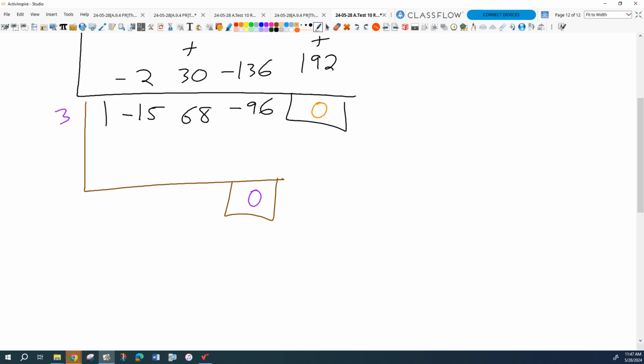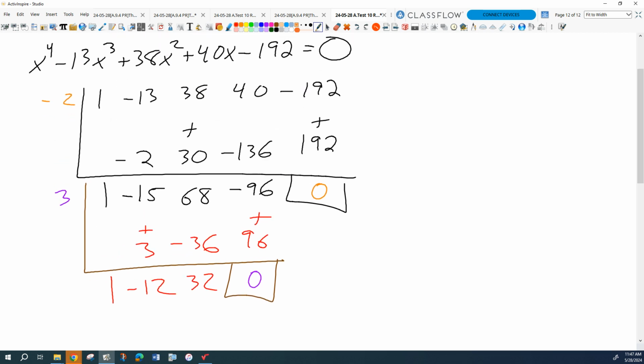Okay, so I drop the 1 down. 1 times 3 is 3. I add and get negative 12. So I'm going to get what? Negative 36. I add those up, and I get 32. 32 times 3. Add those up, and I get 0. Okay, now that's great, because now I've got 2 solutions that I already knew about.